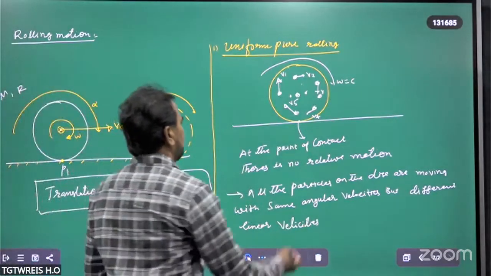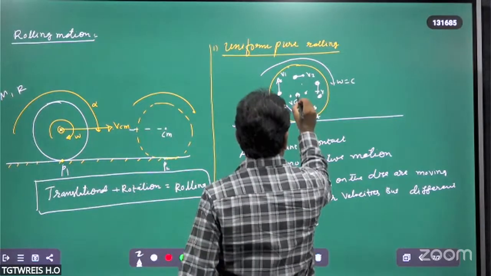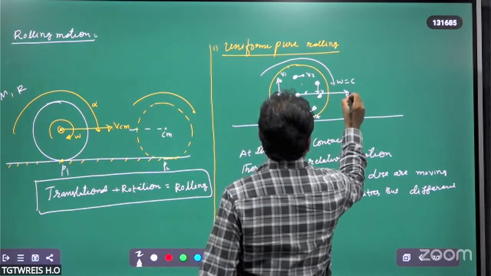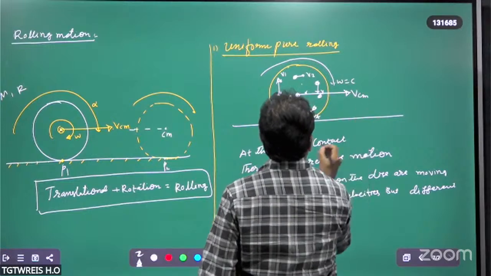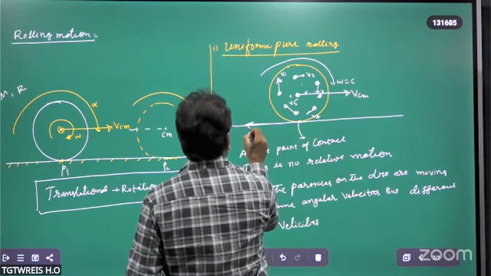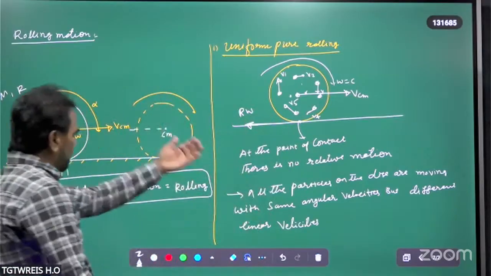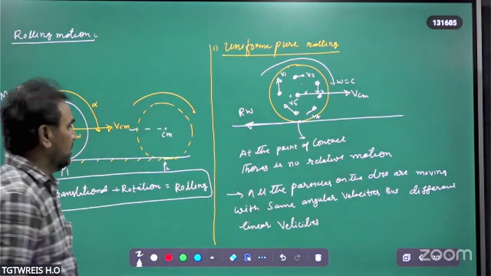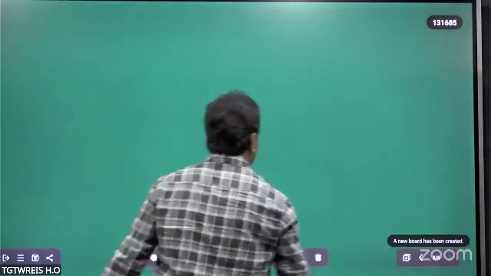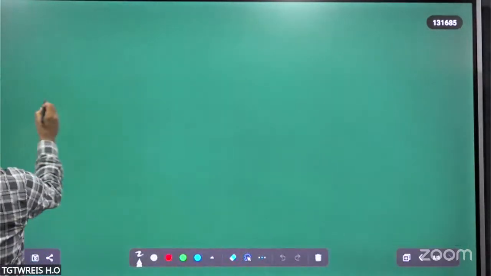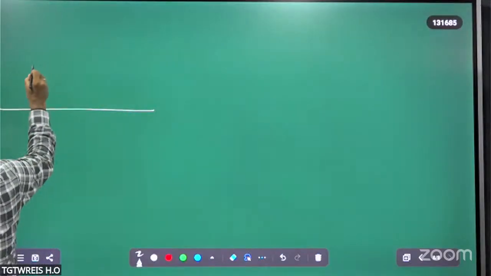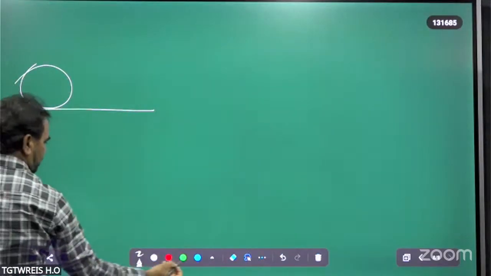For pure rolling, you have seen that the center of mass is moving like this, VCM. At the point of contact, R omega acts in the backward direction like this. Okay, so here, see, I'm explaining. Suppose consider a disk on a horizontal surface.